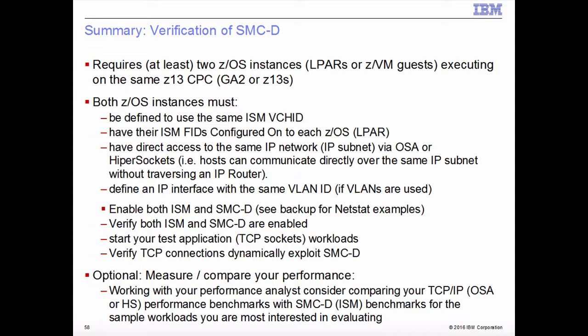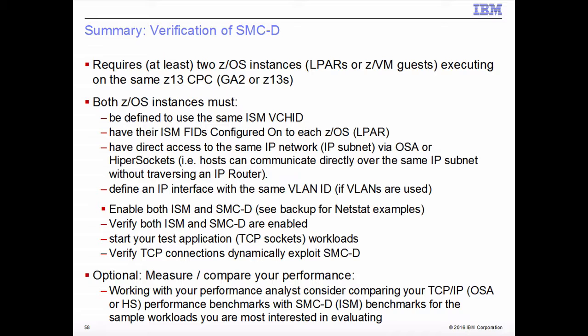And then if you define an IP interface with the same VLAN IDs, so if you do use VLANs, of course both hosts have to have access to the same virtual network. And then you enable both ISM and SMC-D and verify its status using netstat we just talked about. And then finally start your workloads and verify the connections are actually using SMC. And then optionally you can drill down on your performance if you have a performance team that can evaluate and do a comparison of either HiperSockets or OSA compared to SMC. And hopefully if you get that information, we'd love to talk to you about what you're seeing.